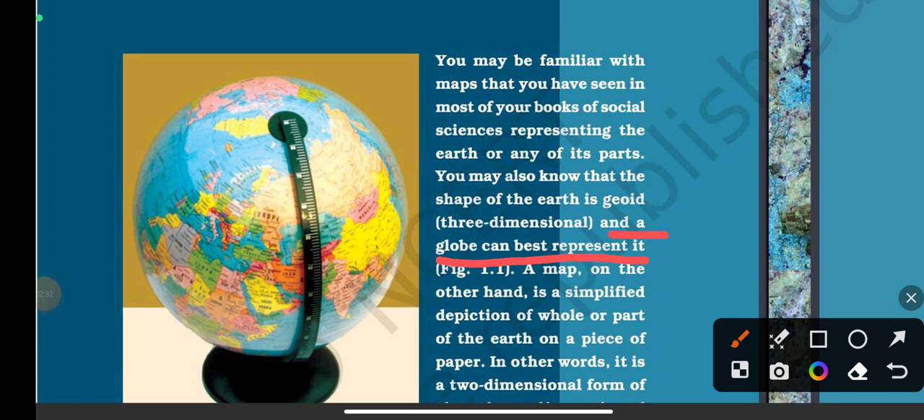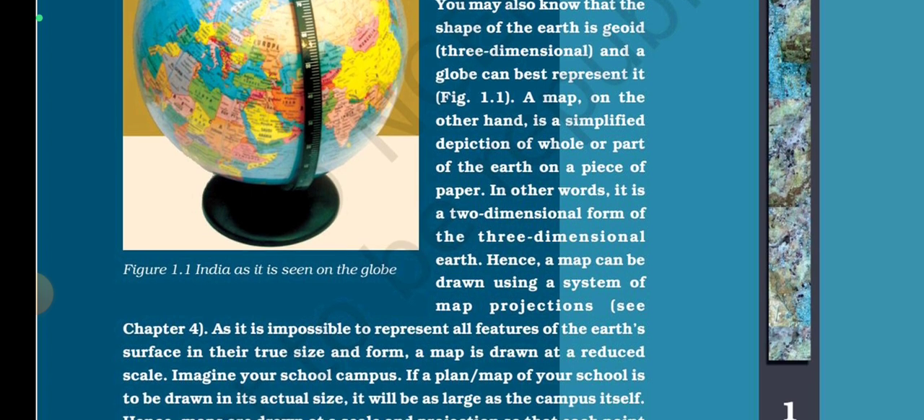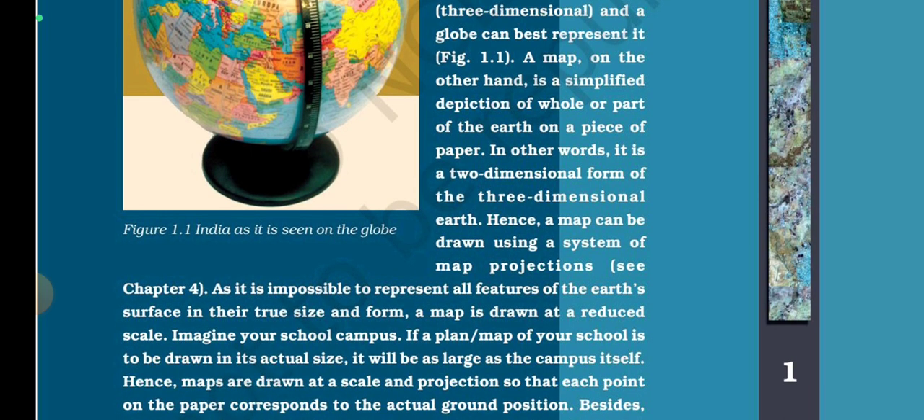best represents our earth. A map, on the other hand, is a simplified depiction of whole or part of the earth on a piece of paper. In other words, it is a two-dimensional form of the three-dimensional earth. So globe is three-dimensional, map is two-dimensional. Hence a map can be drawn using a system of map projections.